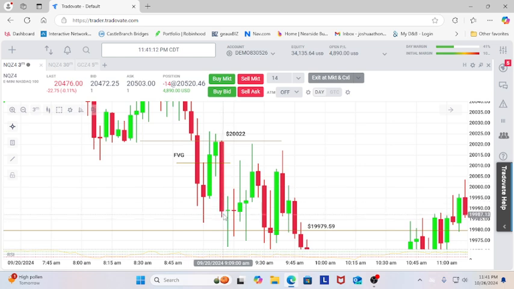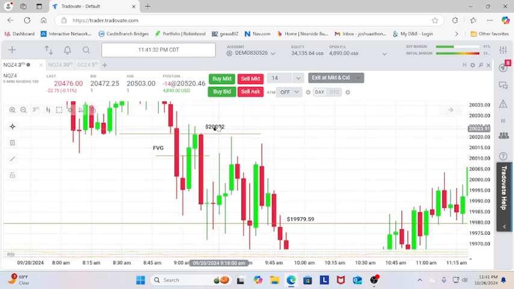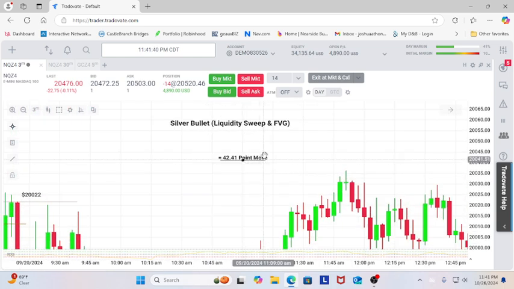It comes down. It doesn't quite hit that. It does come back up and try to retest the FVG, falls down and hits the profit target, right? But then you can see the price does try to retest the FVG, but it is rejected heavily. So from the price of 20,022 to the price of 19,979.59, which is the low of the previous section, that is a 42.41 move.